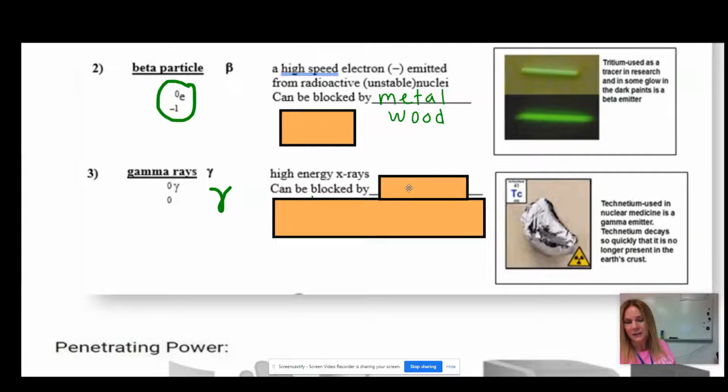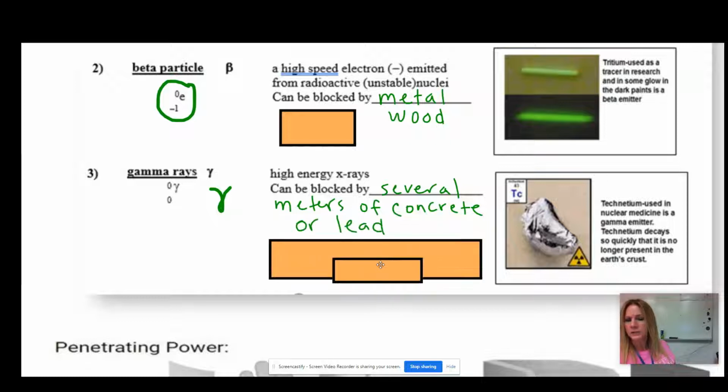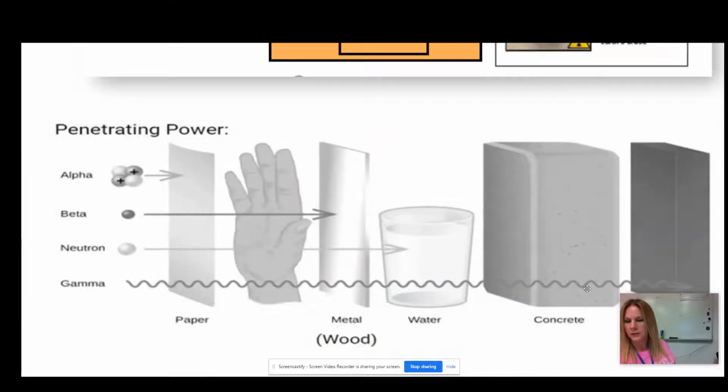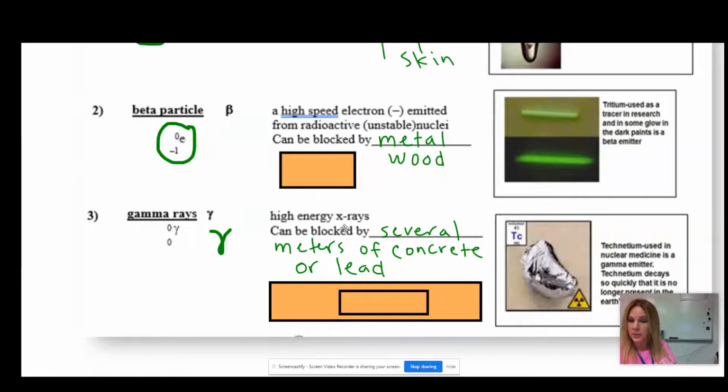Now it is pretty harmful because it is high energy rays that can go through just about anything. We can really only partially block it with several meters of concrete or some lead, and we show that right here in the picture. It can go through the concrete. It's going to slow it down, but we need it to be really, really thick, but the lead will block it. And that's why you wrap yourself in a lead vest when they take x-rays. High energy x-rays is what gamma rays are.